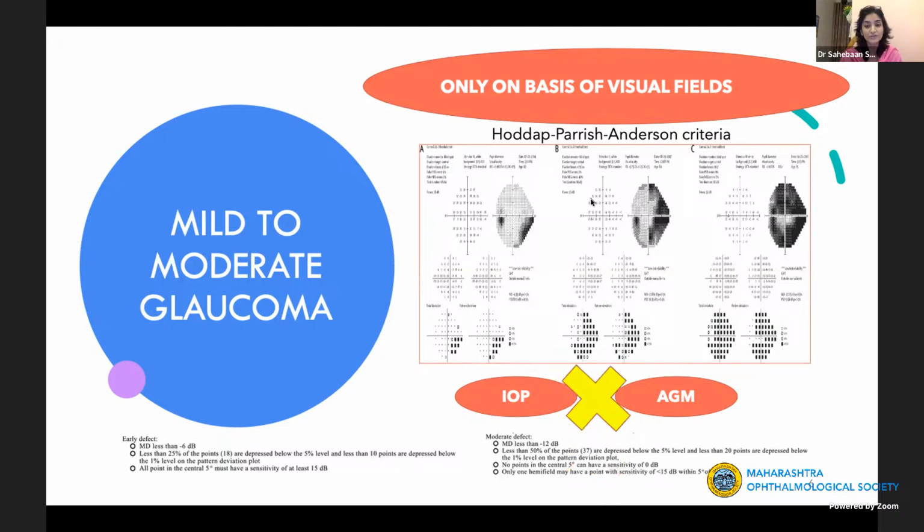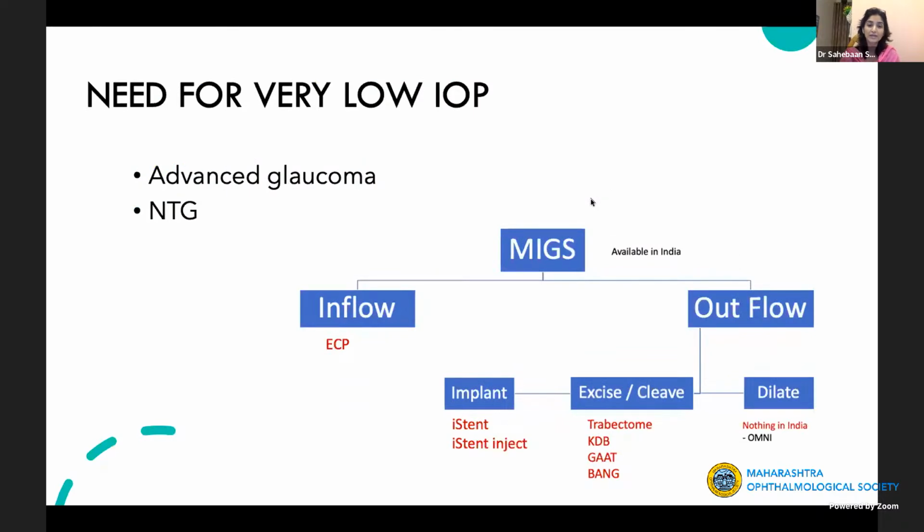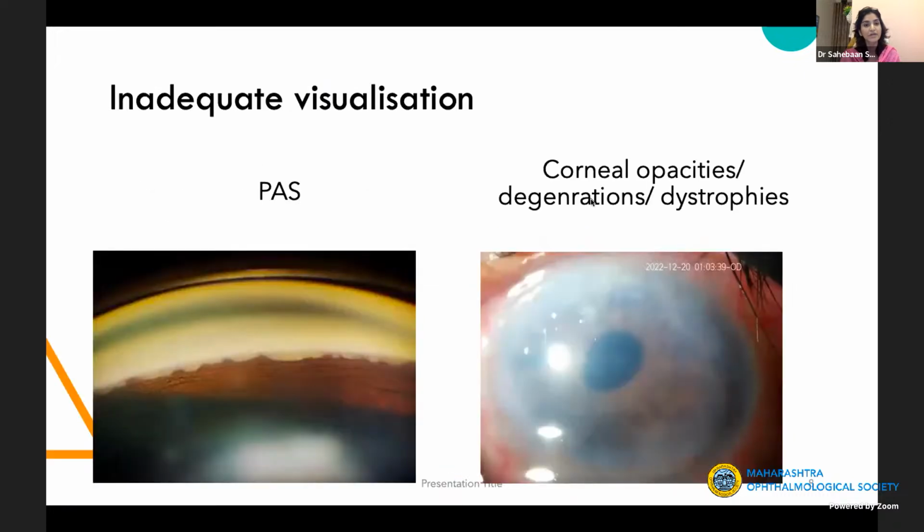My message here is that the severity of glaucoma is not judged on the basis of how high the IOP is or how many anti-glaucoma medications the patient is on. It can only be judged on the basis of visual fields. Also, in cases where you're targeting very low intraocular pressures, let's say in single digits or early teens, MIGS is not a good option, particularly the implants and the trabecular meshwork excision procedures. So advanced glaucomas or normal tension glaucomas are not suitable candidates for MIGS.